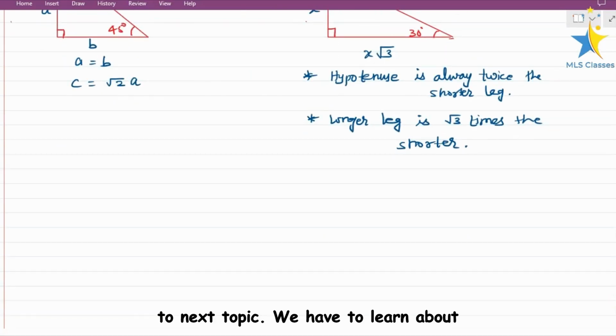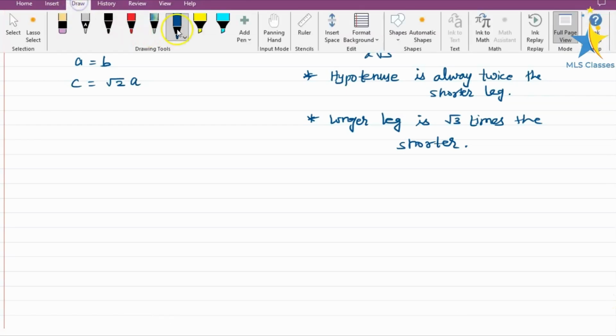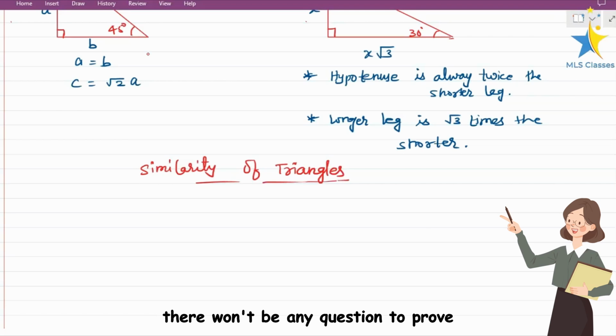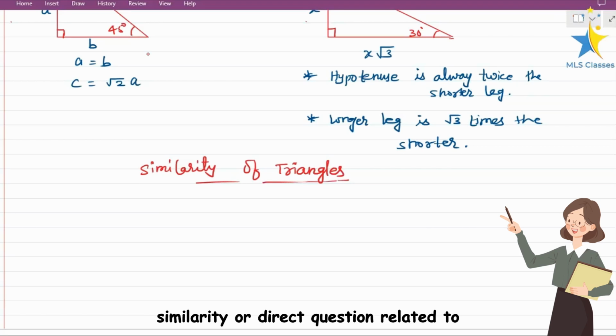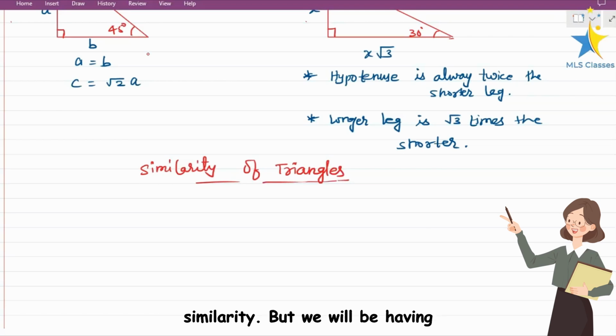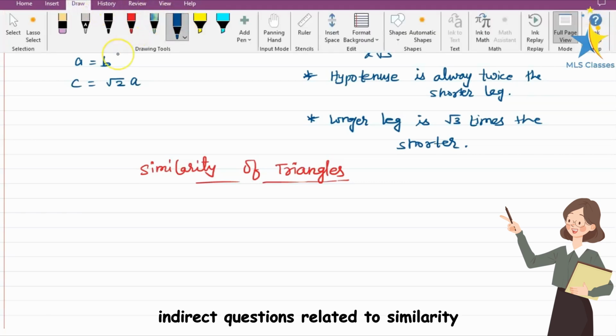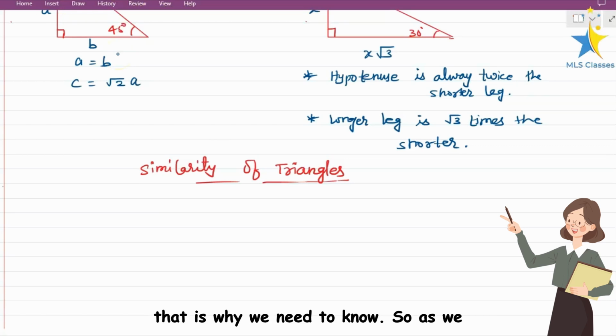Now moving on to the next topic, we have to learn about similarity of triangles. So there won't be any question to prove similarity or direct question related to similarity, but we will be having indirect questions related to similarity. That's why we need to know.